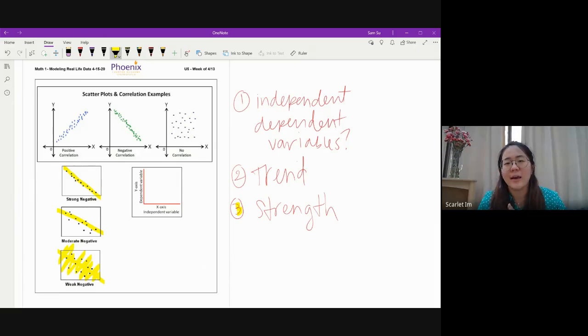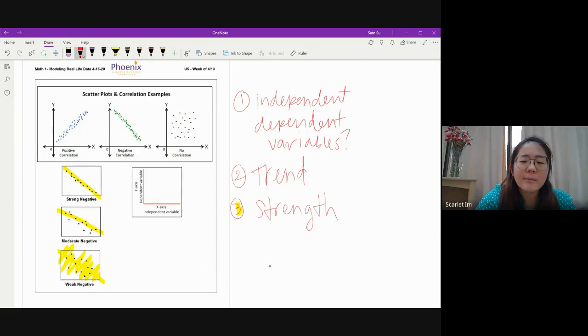outside, not close to the line. And it's saying that, yeah, there is a relationship, there is a pattern, the pattern is negative, but it's not completely connected to each other. They're not really dependent on each other. That's what a weak relationship is saying. It can go in the positive direction as well. I just listed the negative examples just so you guys can see that.